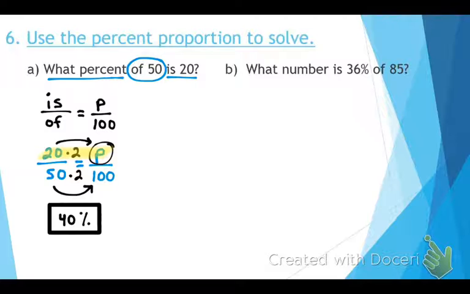Looking at problem B, let's go ahead and separate it into 3 different parts. What's the first part I should underline? What number is? What should I circle? 36%. Very good. And underline? Of 85. Very good.